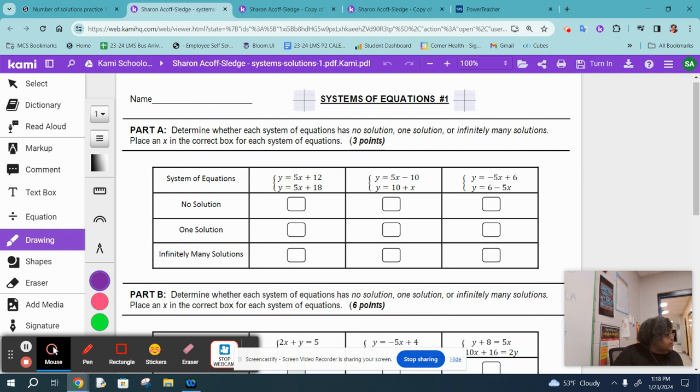Okay, so basically the slopes are the same. The slopes are the same. So then it will be no solution. Okay, because the slopes are the same, it would be no solution. It's the y-intercept. Right. So slopes are the same, y-intercept different makes it no solution. Very good.